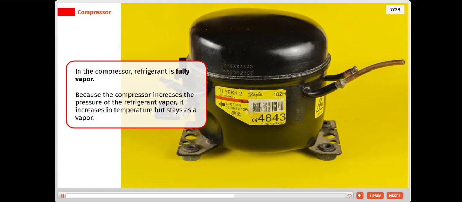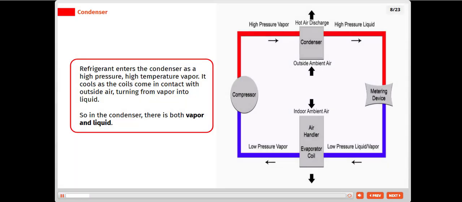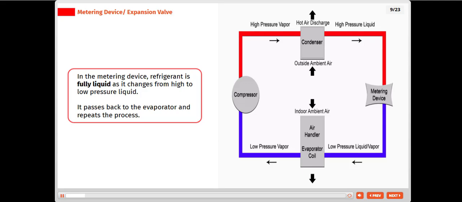Refrigerant enters the condenser as a high-pressure, high-temperature vapor. It cools as the coils come in contact with outside air, turning from vapor into liquid. So in the condenser, there is both vapor and liquid. In the metering device, refrigerant is fully liquid as it changes from high to low pressure liquid. It passes back to the evaporator and repeats the process. This chart summarizes the states of refrigerant in each component of the refrigeration cycle.